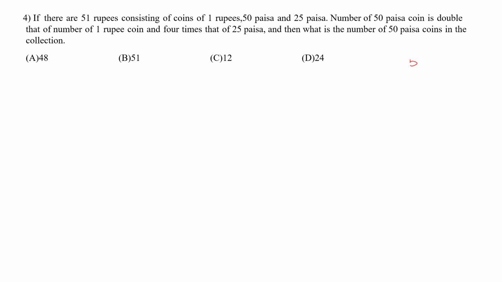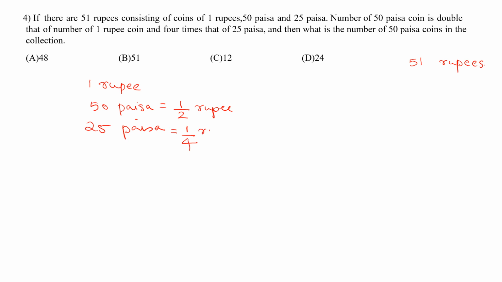It is said that there is a total of 51 rupees and it has 1 rupee coins, 50 paisa coins and 25 paisa coins. Okay, 50 paisa means half of a rupee. Okay, half of 1 rupee is 50 paisa and 1 by 4 of 1 rupee is 25 paisa. Okay, now let the number of 1 rupee coins be x, the number of 50 paisa coins be y and the number of 25 paisa coins be z.